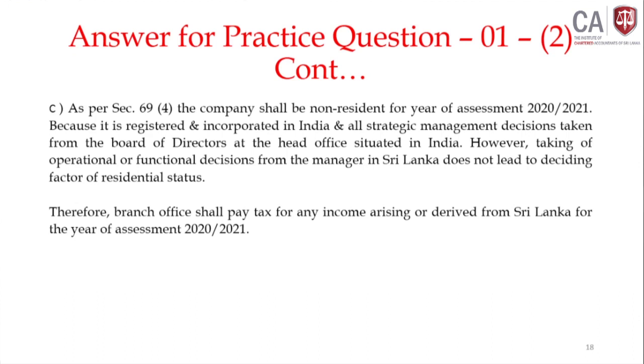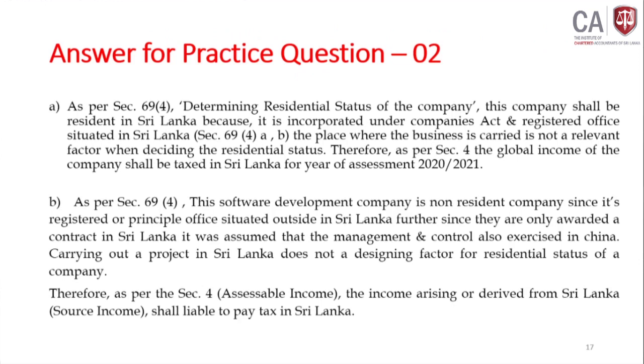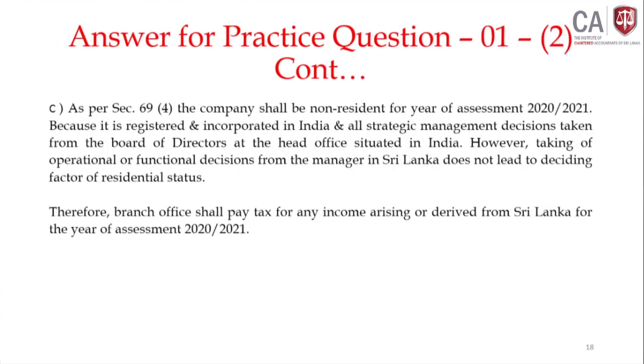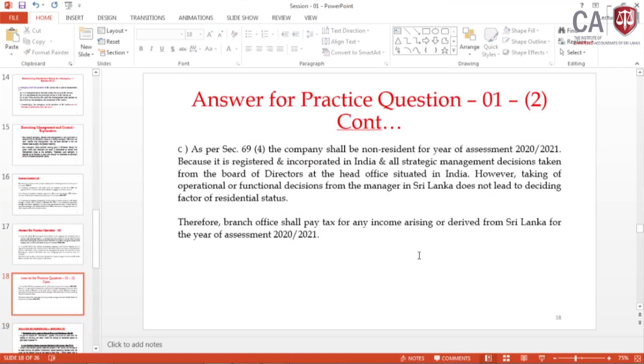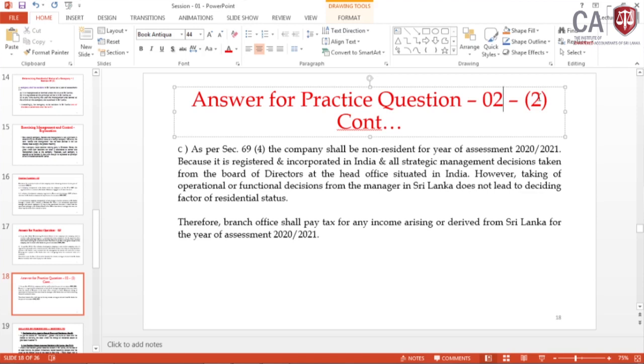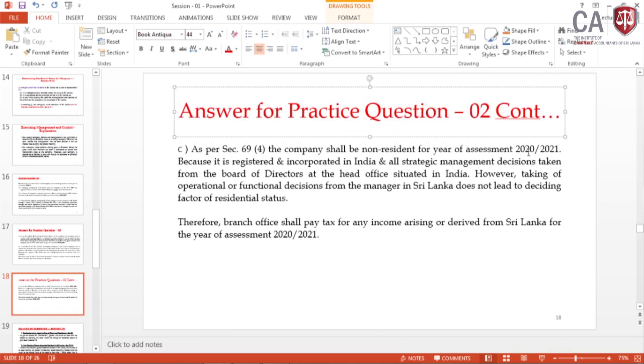Coming to the answer, this is a continuation of Patrick's question 2. Then we will come to the answer. As per section 69 subsection 4, the company shall be non-resident for the year of assessment 2021. Why is that? Because it is registered and incorporated in India. That's the first thing.